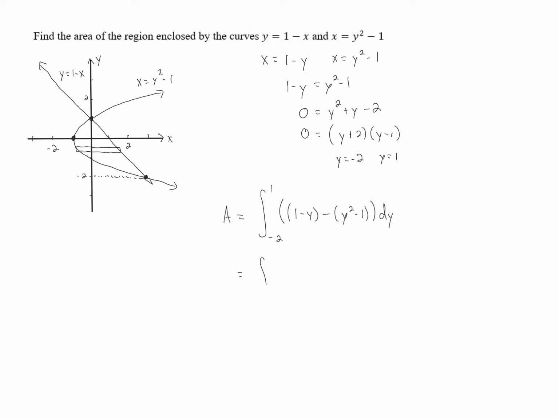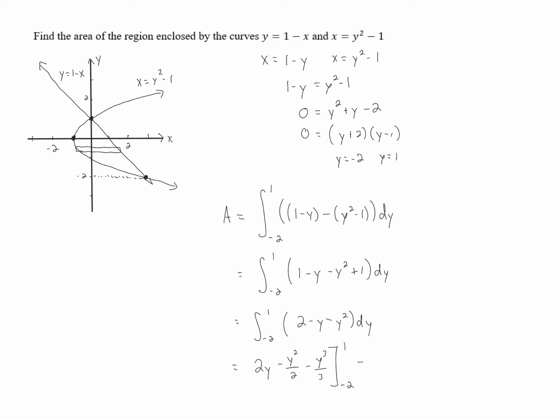So let's go ahead and do this. We can simplify everything on the inside. This is going to be 1 minus y minus y squared plus 1 dy. And of course, that's going to be the same as 2 minus y minus y squared dy. And the integral of that is going to be 2y minus y squared over 2 minus y cubed over 3, evaluated at negative 2 and 1.